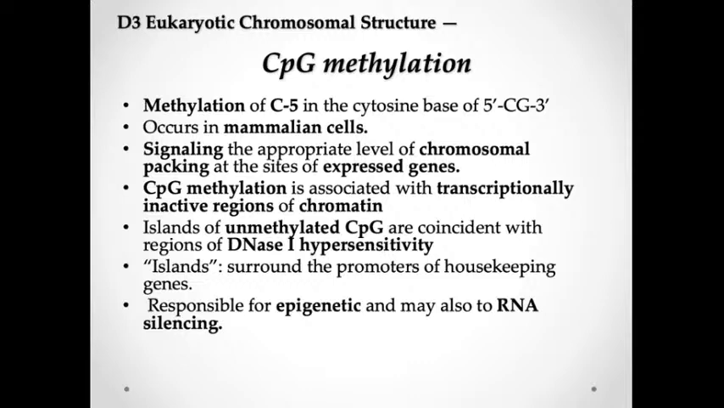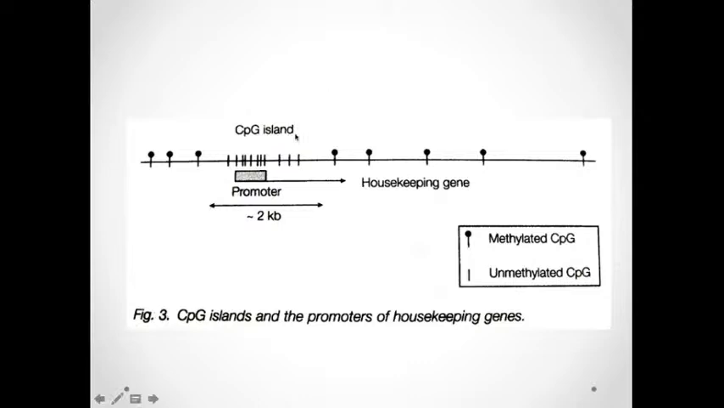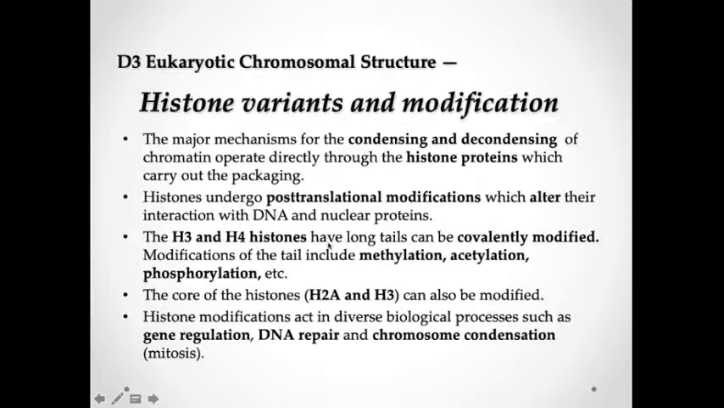So this is CpG methylation. Methylation of C5 in the cytosine base of CpG occurs in mammalian cells, signaling the appropriate level of chromosomal packing at the site of expressed genes. CpG methylation is associated with the transcriptionally inactive region of chromatin, and CpG islands surround the promoters of housekeeping genes, responsible for epigenetics and possibly also RNA silencing. So these are the CpG islands present on the chromosome, which act at housekeeping genes, and these are methylated CpGs, and these are unmethylated CpGs, promoters of the housekeeping genes.